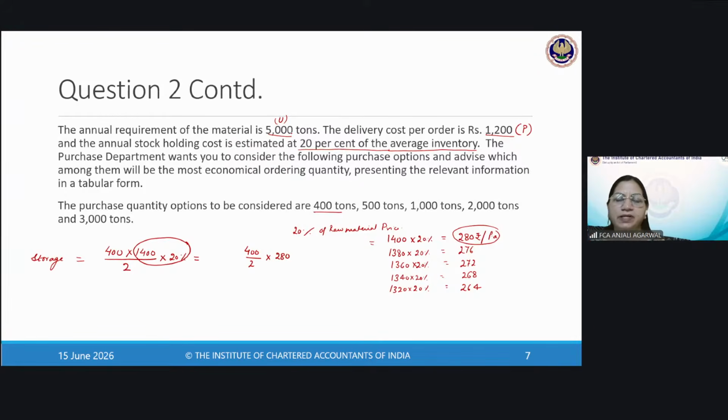So the annual requirement is 5,000 tons. Delivery cost per order is 1,200, and stock holding cost at 20% we have calculated. The purchase department wants you to consider the following purchase options and advise which among them would be the most economical order quantity. But remember, now we have to also consider the raw material cost, because every time you have a change in the number of units, the raw material price is also changing. Let's do it in a tabular form.